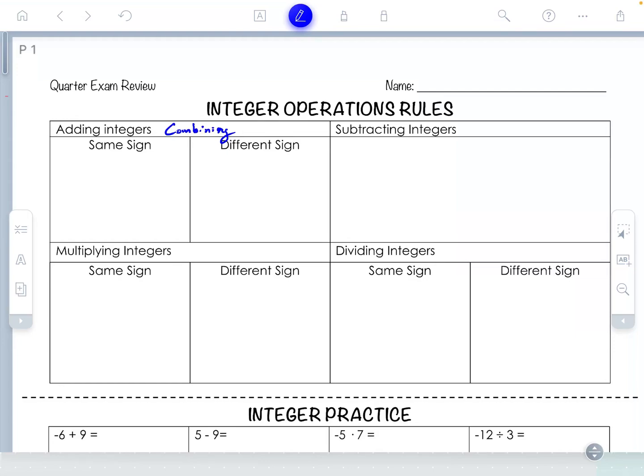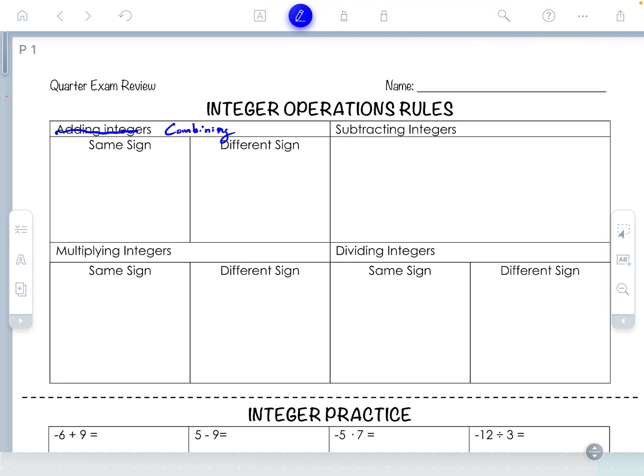Hey, good morning, guys. We want to do integer operation rules. I'm going to go ahead and jump right in. Remember when we're saying adding integers, it's basically combining integers. So we can draw a slash through that. I like combining. You are going to decide whether you add or subtract.